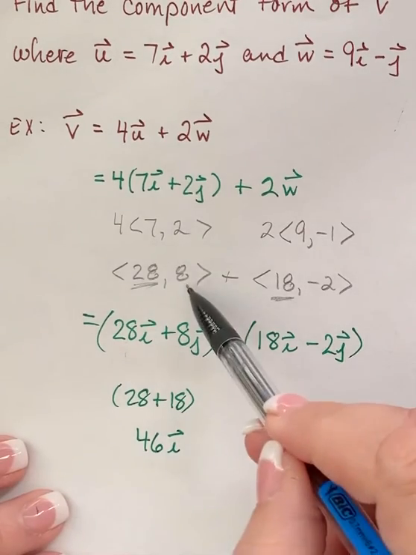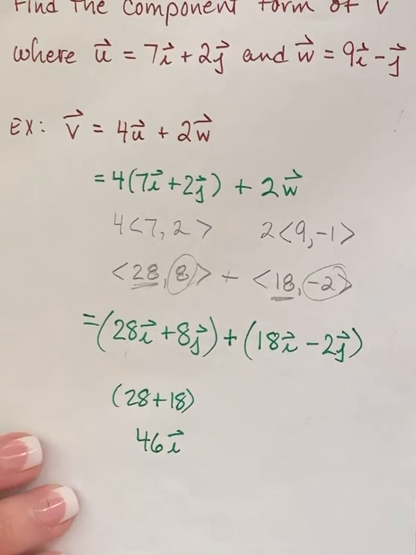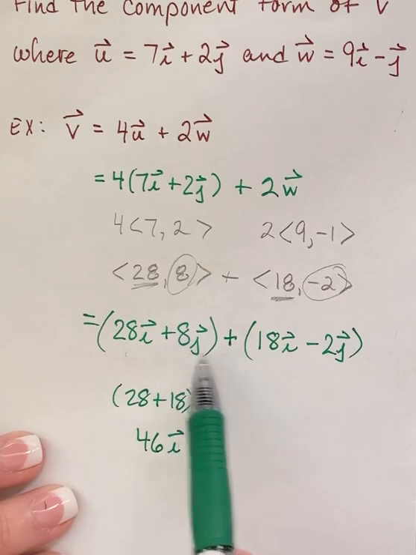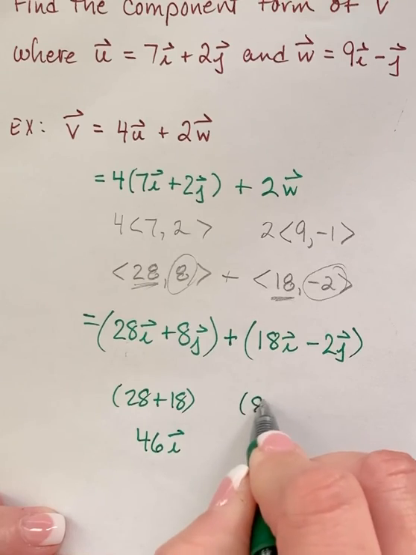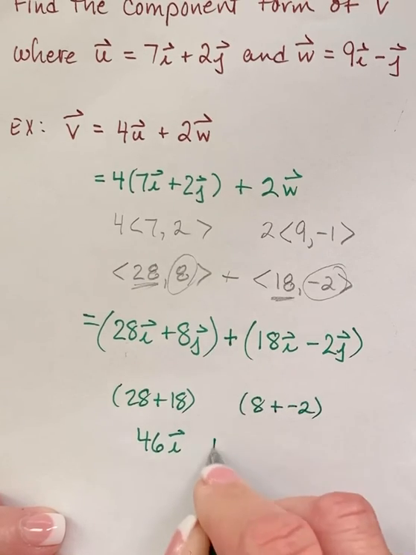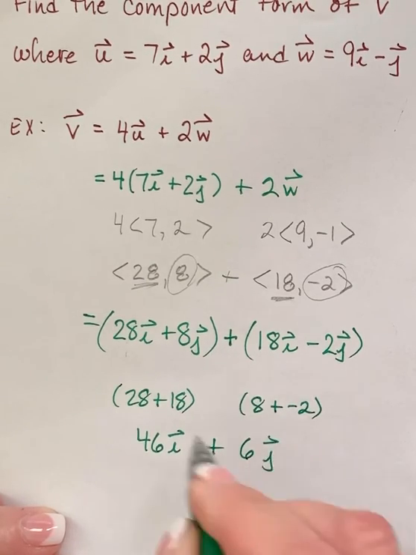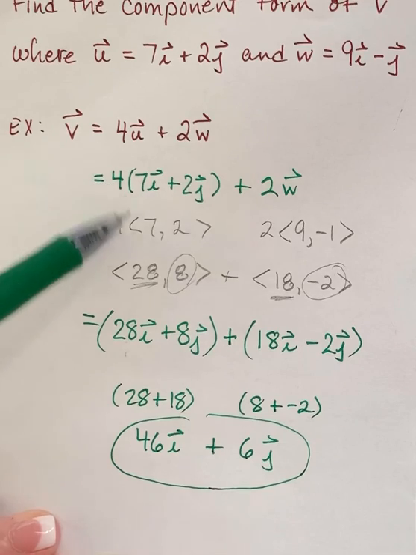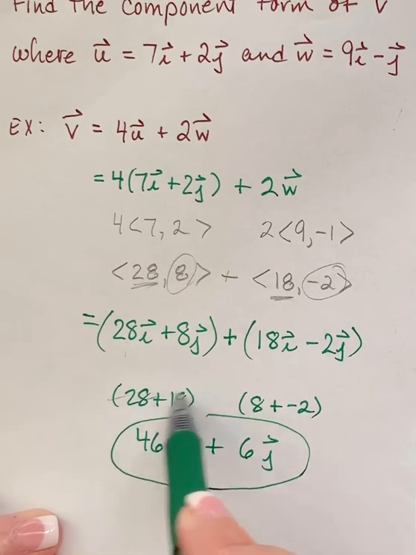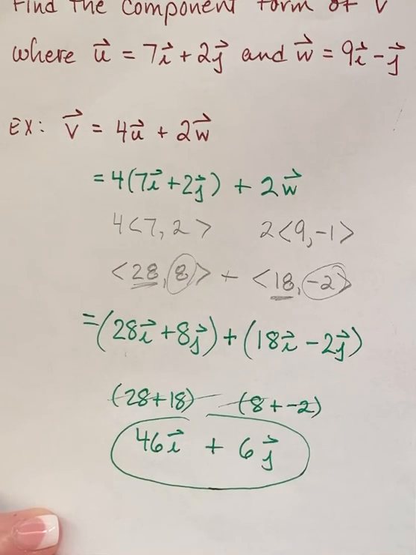And the vertical components, you would add 8 and negative 2. It's the same thing here. You're adding 8j and negative 2j, so you're going to end up with 6j. So I did it a little bit the long way. Basically, what I have in green, with the exception of this step here, would be all the work that you would need to show.